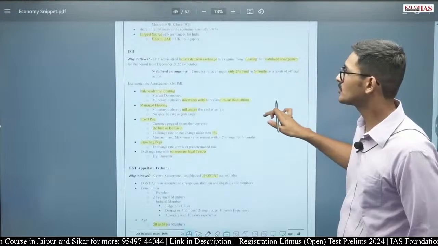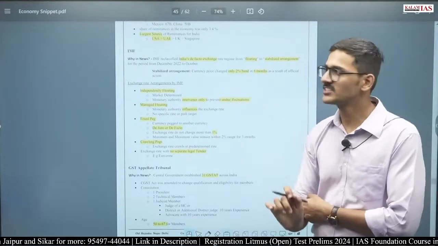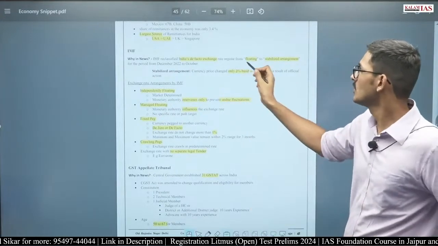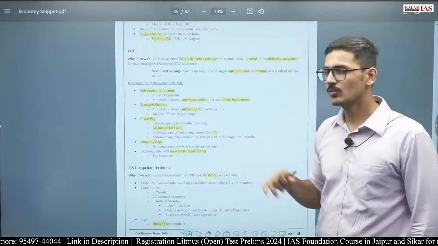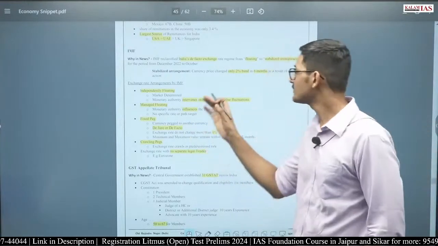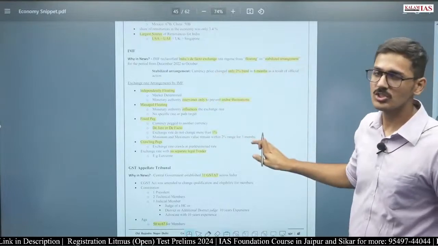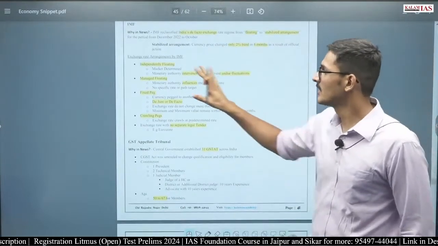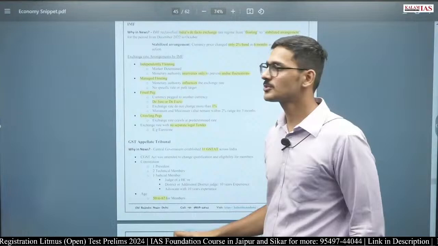IMF was also in news because it classified India's exchange rate from floating to stabilized arrangement. What is stabilized arrangement? Stabilized arrangement is basically when the currency price does not change more than 2% in the past 6 months. Now, there are different exchange rate arrangements provided by IMF.